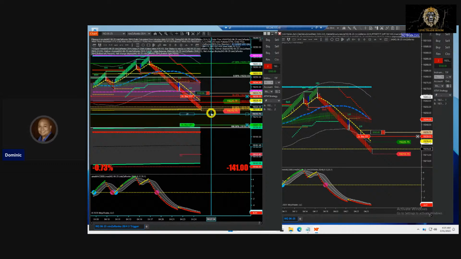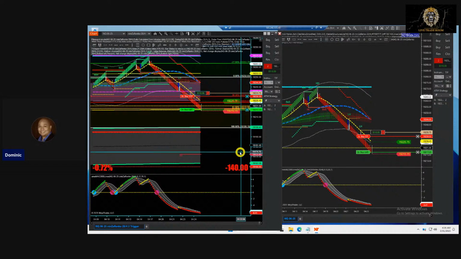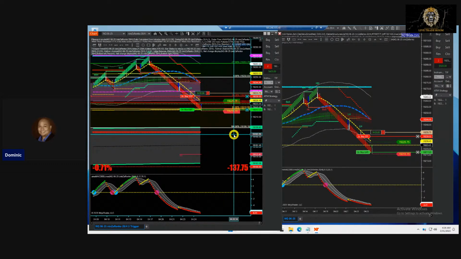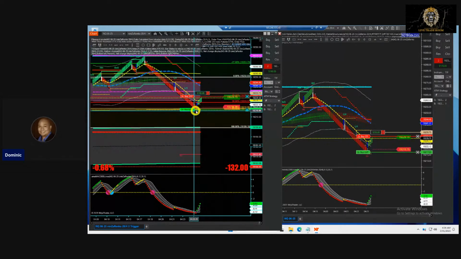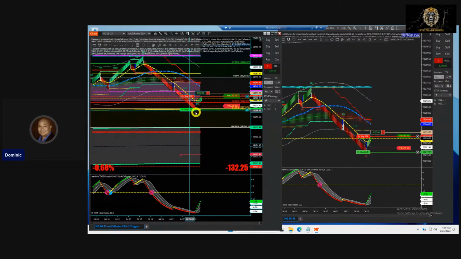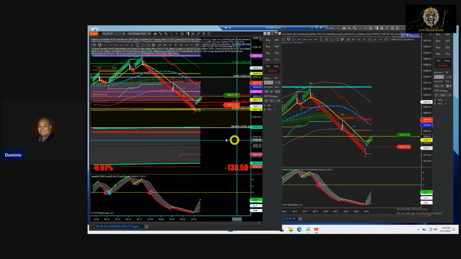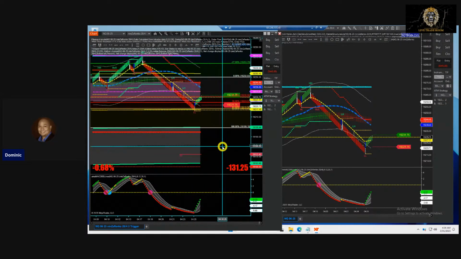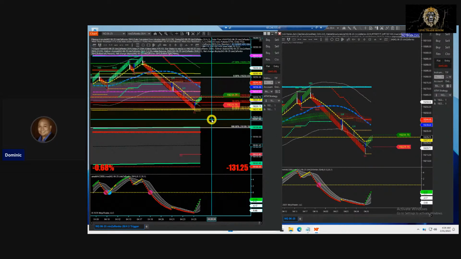Really not that strong, to tell you the truth. Yeah, see, I'll leave it right there. Probably test this low again. See how it bounced off? See how it bounced off? Stop filled. That's why it's very strong. Again, me being hard-headed, just got profit of 100 something.